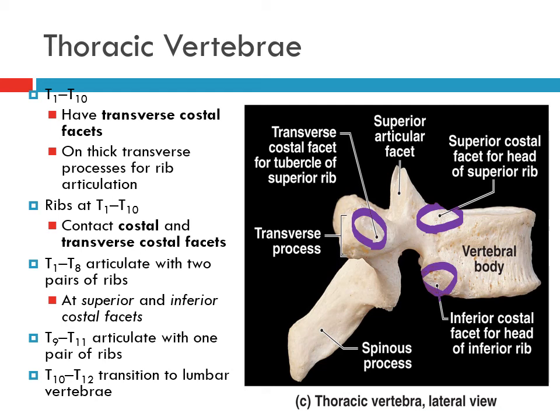Ribs T1 to T10 contact the costal facets and the transverse costal facets. T1 through T8 articulate with two sets of ribs, or two pairs of ribs, at the superior and inferior costal facets. T9 and T11 articulate with one pair of ribs. And then T10 through T12 begin the transition to lumbar vertebrae.